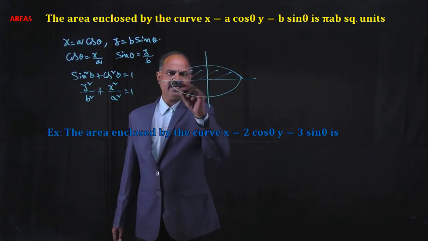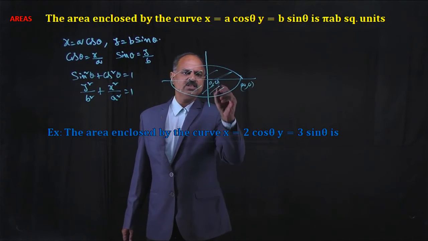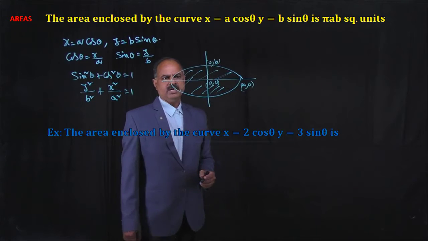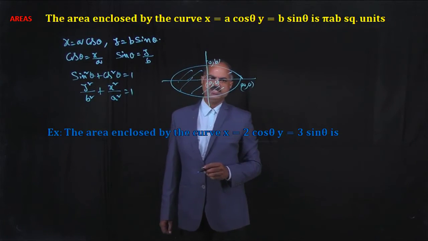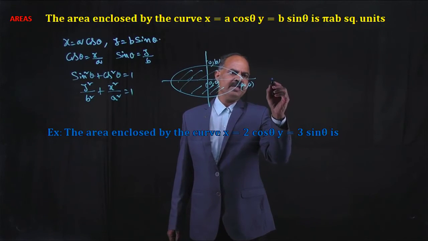So this is the required area. So this is (a, 0), this is (0, 0), this is (0, b). So here the area of the ellipse x square by a square plus y square by b square is pi a b square units. Area of the ellipse.